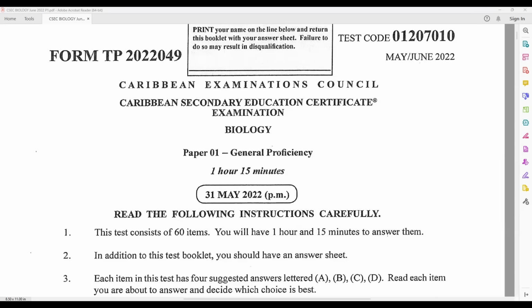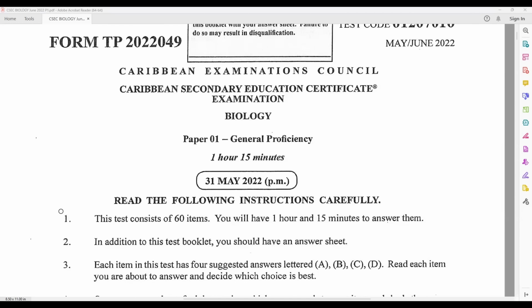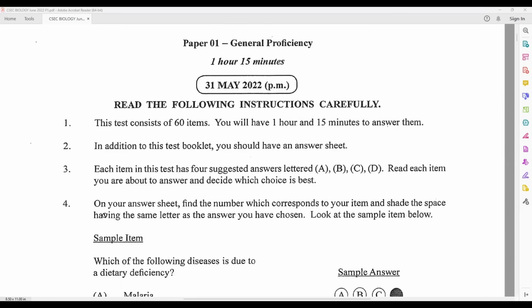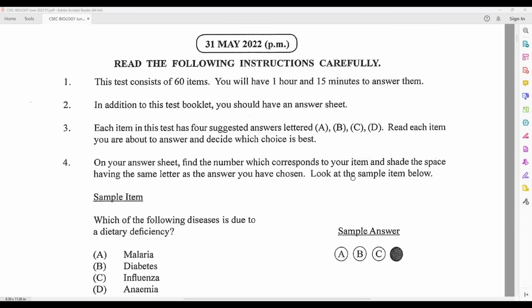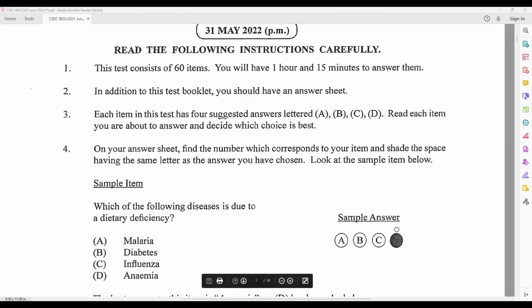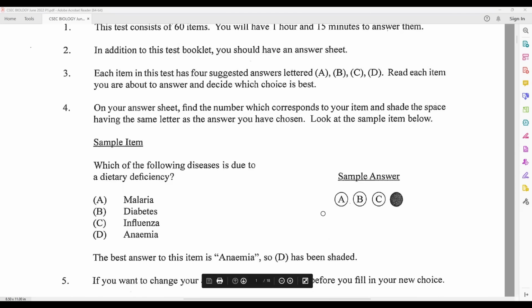This is the May-June 2020 Biology paper 1. You start off the paper with customary instructions. You have an hour and 15 minutes to complete this paper. It consists of 60 items, and they tell you that you have 4 suggested answers to choose from, and you have to choose one. They give you an example of how to choose an answer.